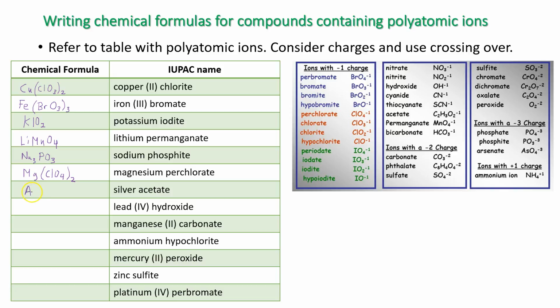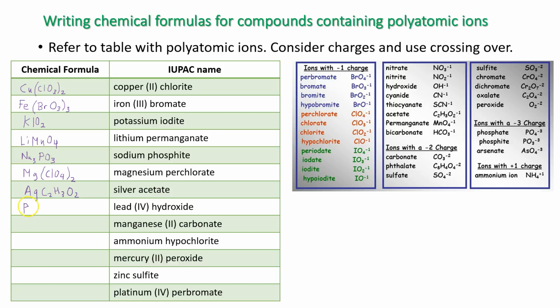Next one, silver acetate. So silver is Ag. It has a charge of +1. Acetate is, let's see, it's over here. It has a charge of -1. Okay, so we don't need parentheses for it. So C2H3O2.